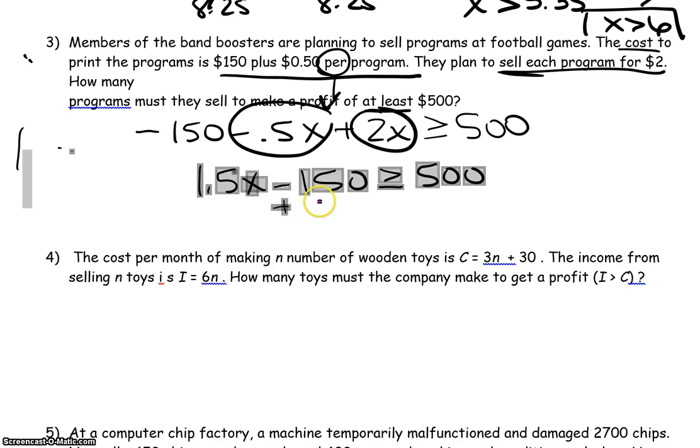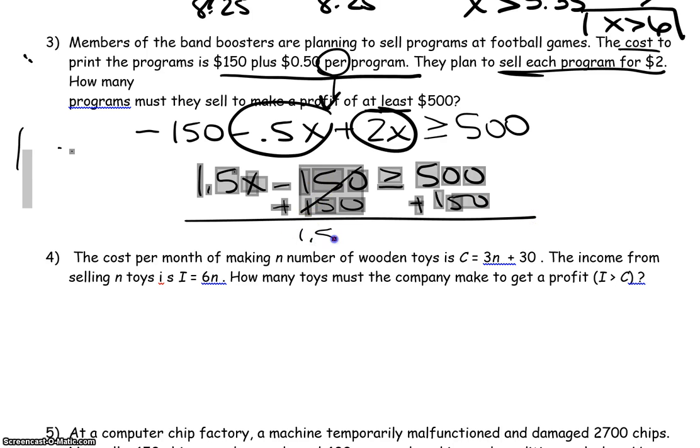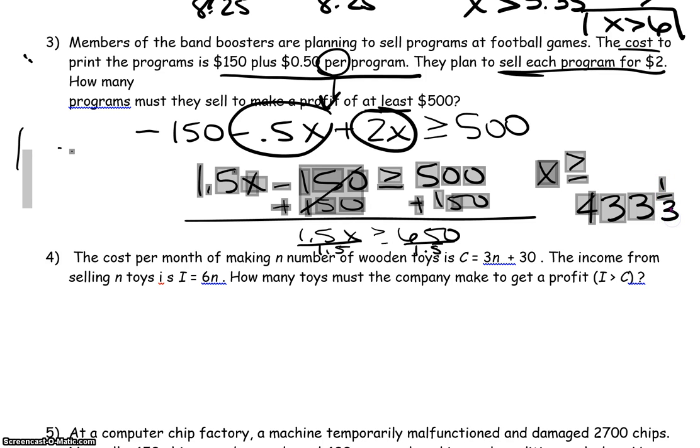So, plus 150 on this side, plus 150 on this side, and you are left with 1.5x is greater than or equal to 650. Divide each side by 1.5. X is greater than or equal to 433 1/3. And I just did the math before I started making this video.